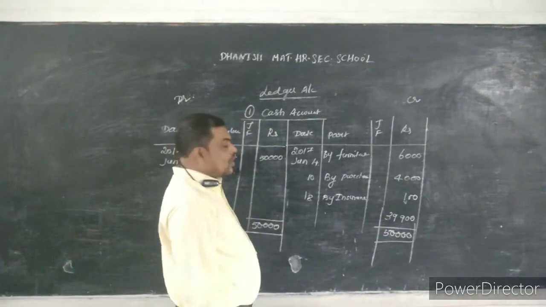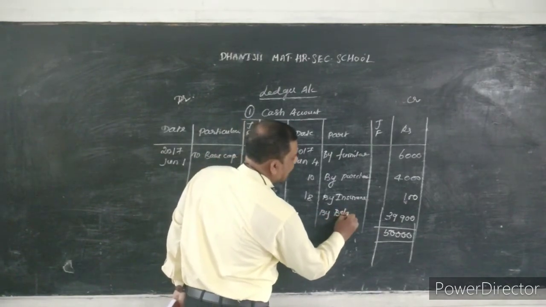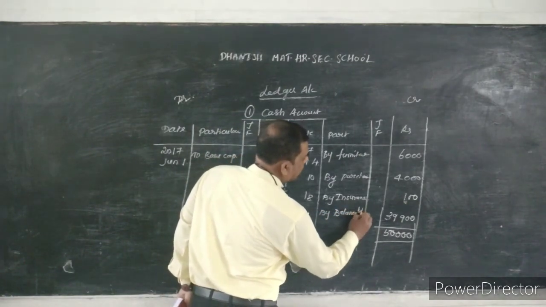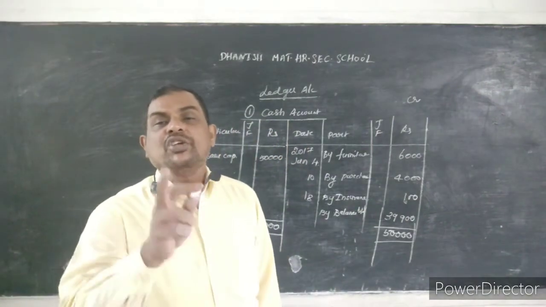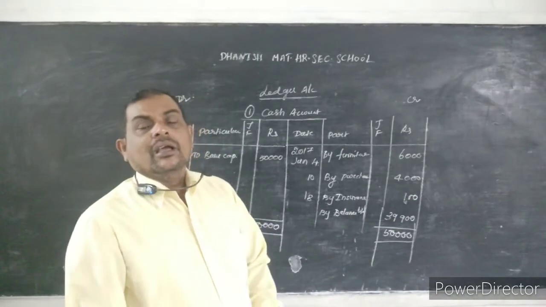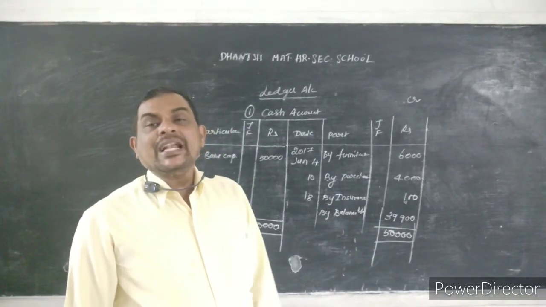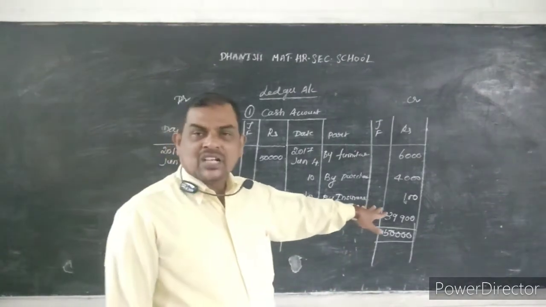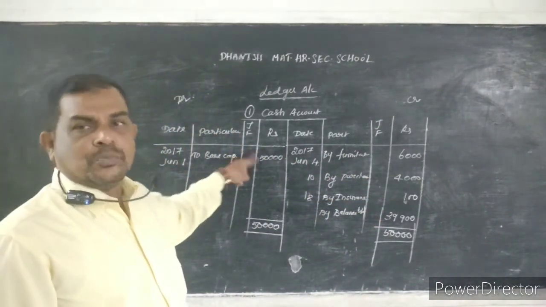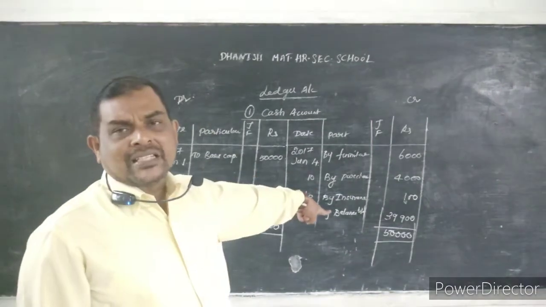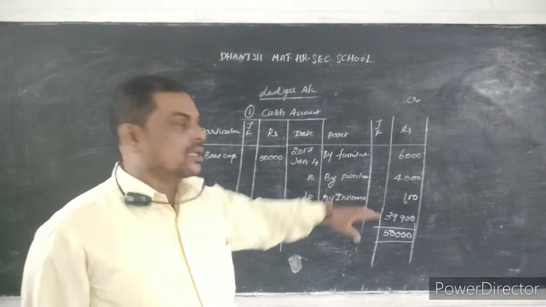Closing balance. The closing balance is always shown as by balance brought down. By balance brought down is short called B bar D. Closing balance is always called balance brought down. Sometimes the closing balance will come on the debit side also. At that time you have to put to balance brought down. Here the closing balance comes on the credit side, so I put by balance brought down.